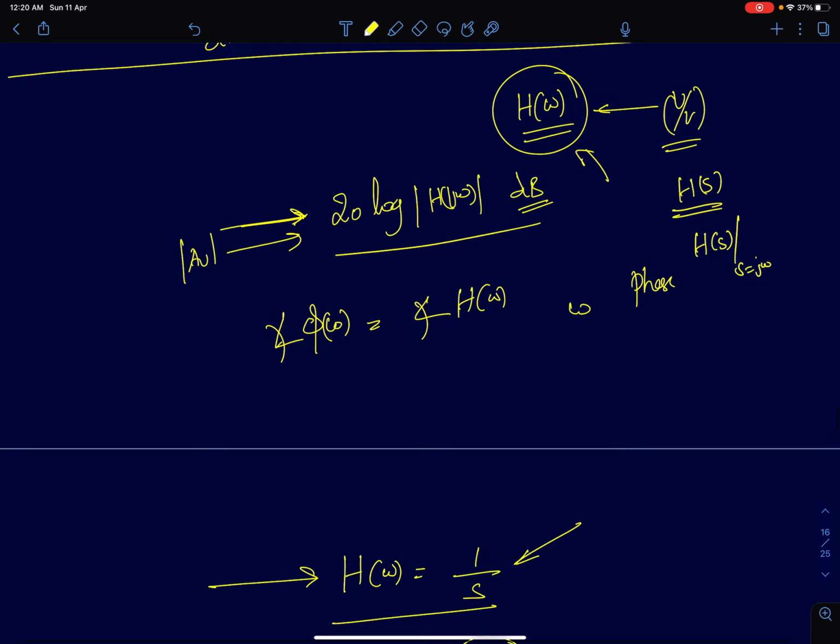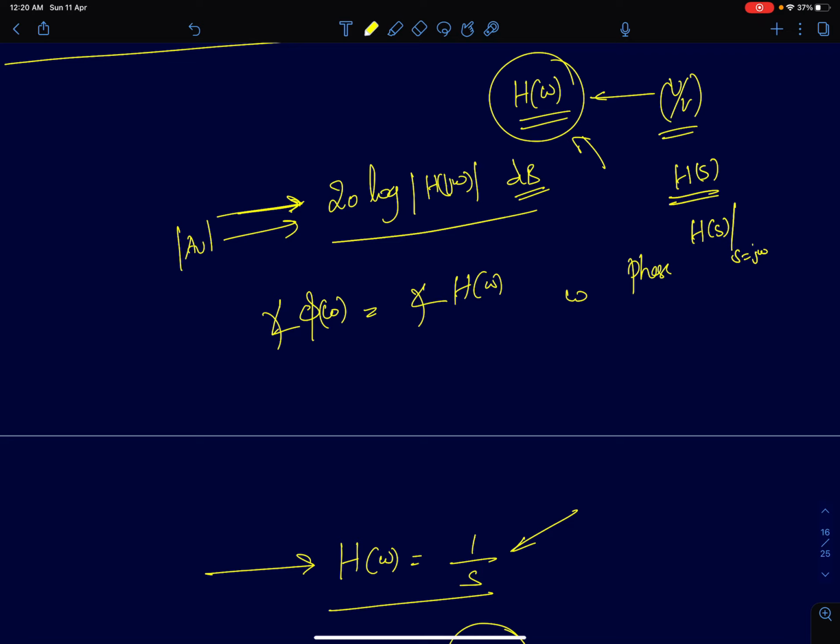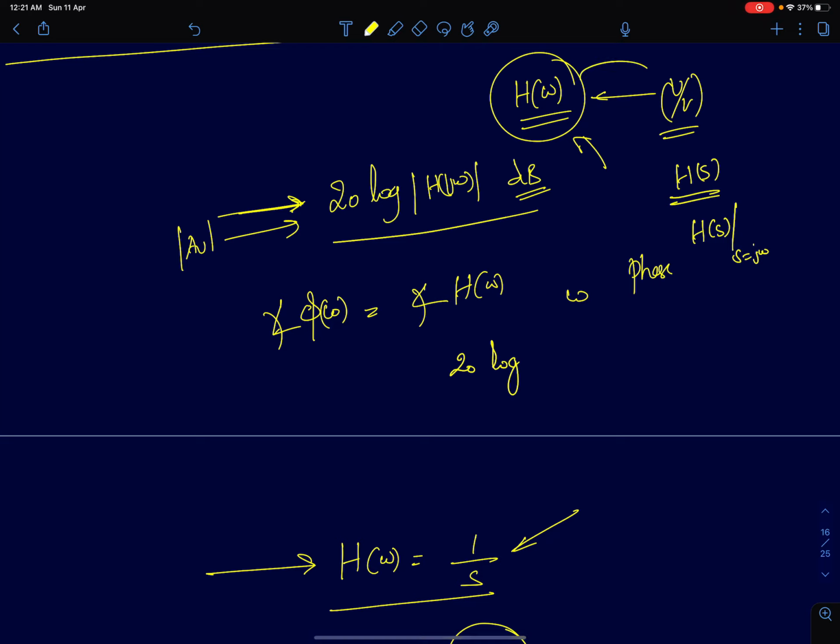Since the frequency response is a complex number, it has both magnitude and phase. For the magnitude, we plot 20 log. We will mostly be dealing with amplifiers where voltages are inputs and voltages are outputs, so H(omega) will typically have units of volts per volt. Therefore, we should take 20 log of the magnitude of H(omega). This is the frequency response of this amplifier.